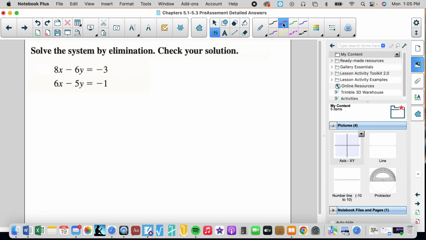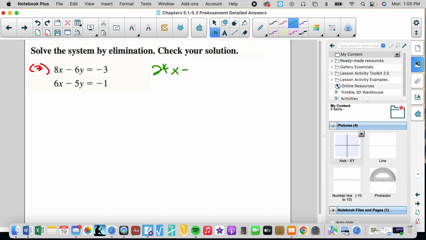6 and 8 have a common multiple of 24. 5 and 6 has a common multiple of 30. So I just have to choose which variable I'm going to get rid of. I'm going to make it more challenging. I'm going to get rid of the x's. And I'm going to think of 24. So if I multiply 8 by 3, I get 24.